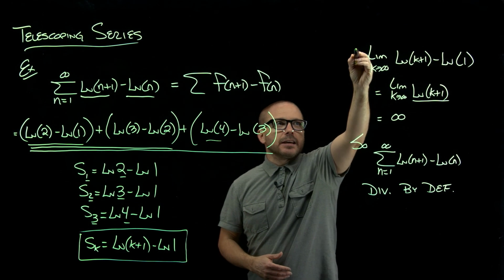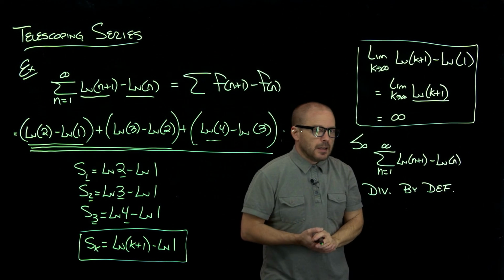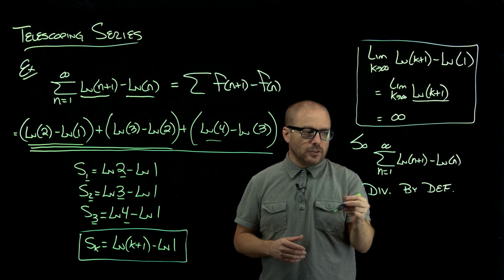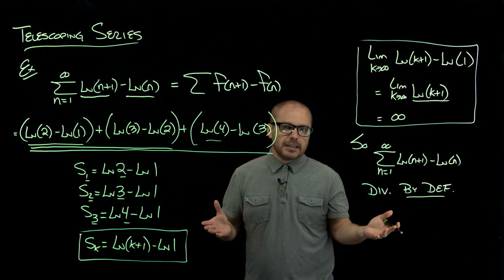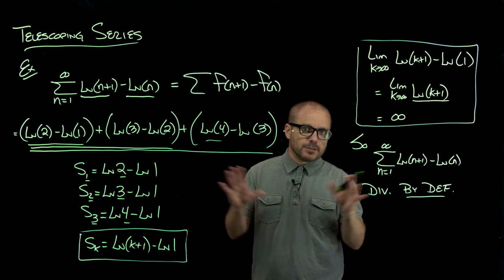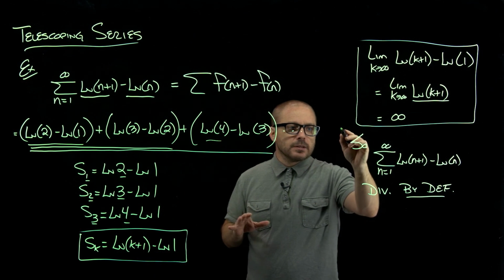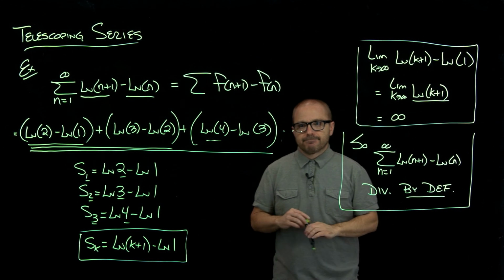And then I want to see you take the limit. And then I want you to make your conclusion. And your conclusion is by definition. I see a lot of people say by the telescoping series theorem or something. There is no theorem being used here, right? It's just, that's the definition of divergence. So I need your conclusion there just by definition.